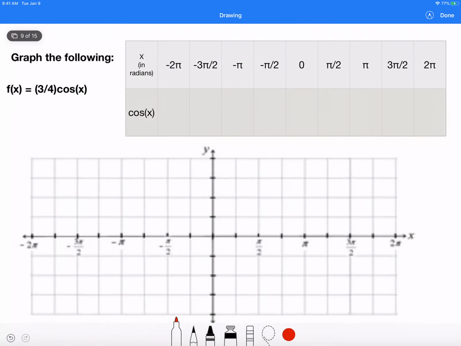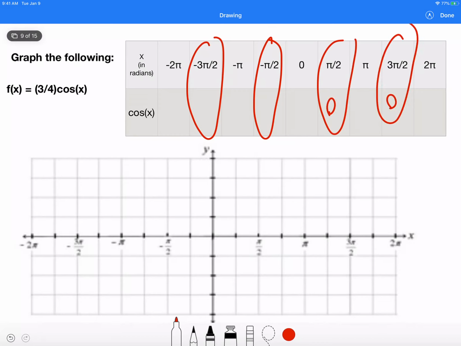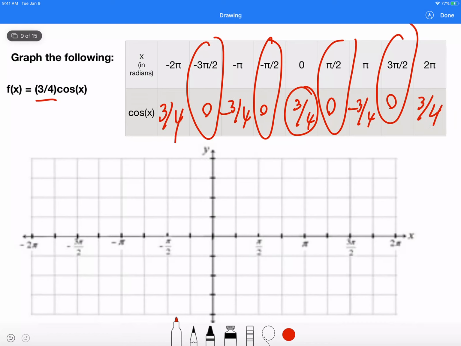Okay, so I'm going to take a look at these values because I know that they're all going to be zeros. I'm skipping a lot of steps here. And I know that this is going to be starting at 3 over 4, and notice that we're multiplying by positive 3 over 4. Then it's going to be negative 3 over 4, positive 3 over 4, negative 3 over 4, and positive 3 over 4. Okay? And then I'm going to plot the zeros.